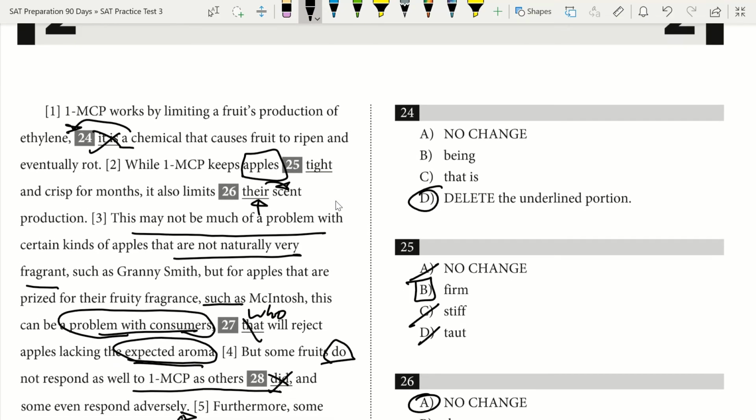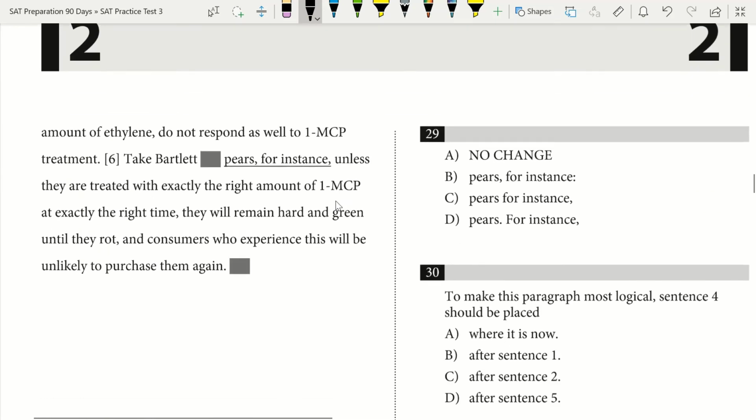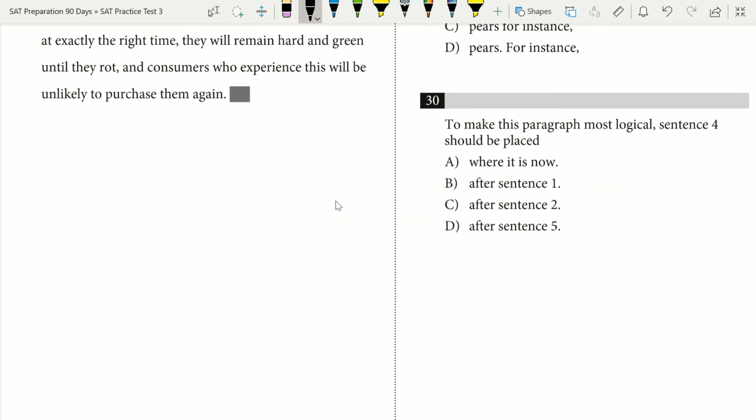We know that it's a problem with consumers, so that's adverse there, but we also know that the adverse effect stems from a limitation of their scent production. Okay, so since their scent production is being limited, that's an adverse effect, and that's the start of our discussion of adverse effects. So we want to place sentence 4 at the start. All right, we want the start of the adverse effects to come after sentence 4, so we want to place sentence 4 before sentence 2. So we want to place it before sentence 2, which we see is after sentence 1. So our answer there would be B for number 30.